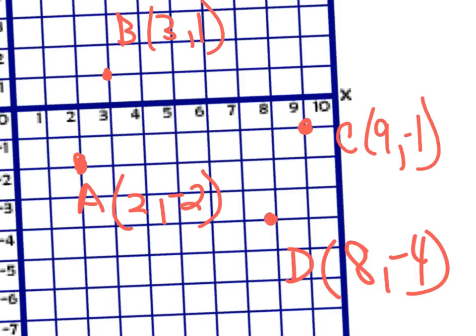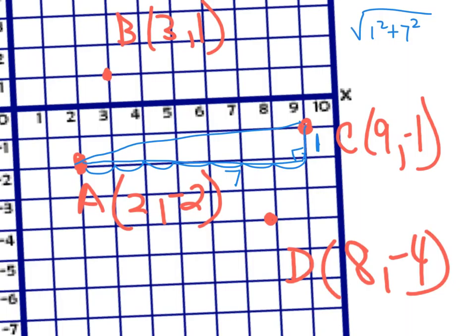So if I look from A to C, I'll draw in a right triangle right there and calculate out that length. That right triangle is 1 by a length of 1, 2, 3, 4, 5, 6, 7. 1 by 7. So that diagonal length would be 1 squared plus 7 squared, square rooted. So that's 1 plus 49, so square root of 50. So that diagonal length is square root of 50.